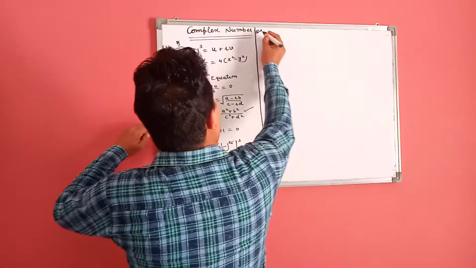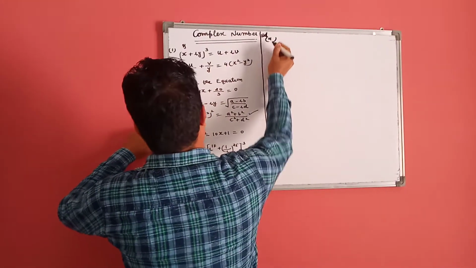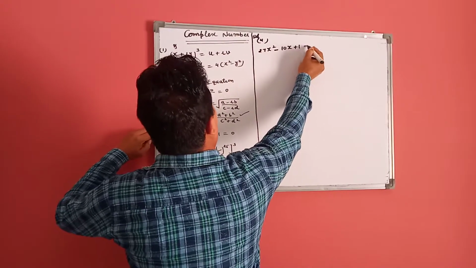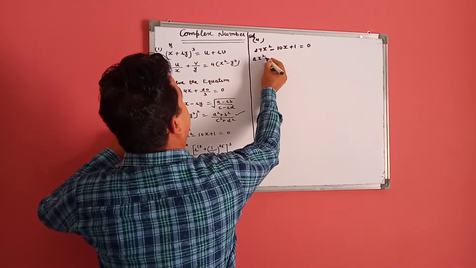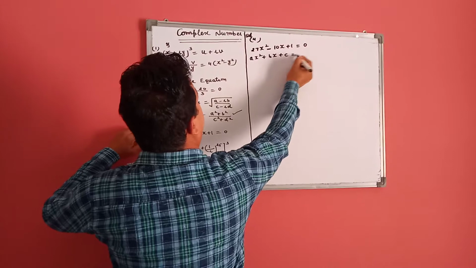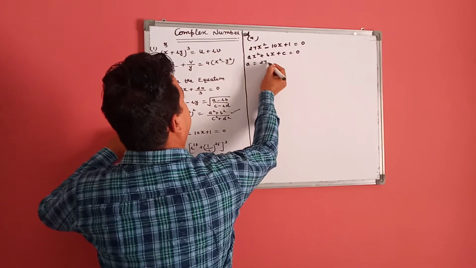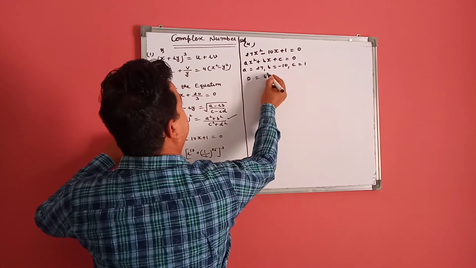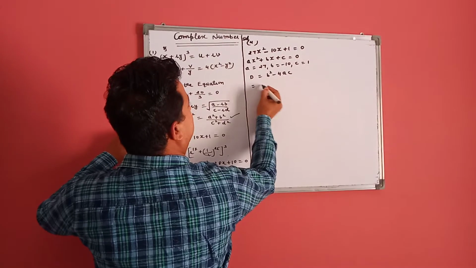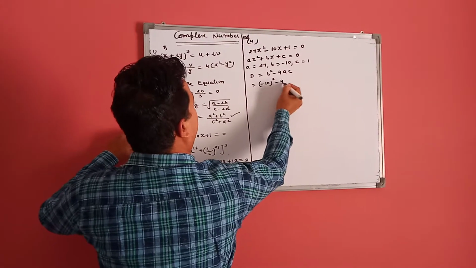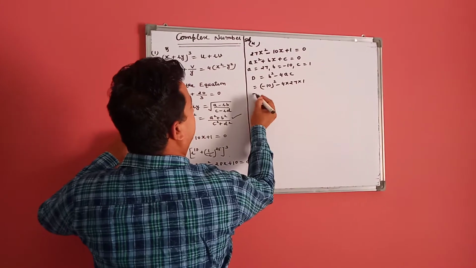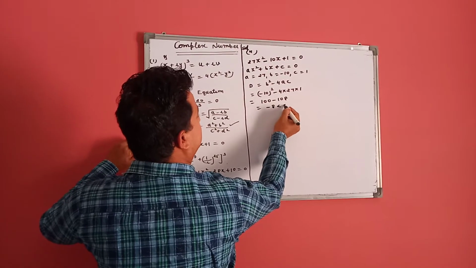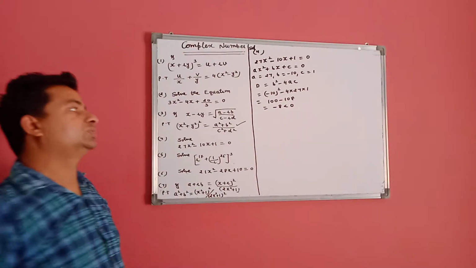The question number 4th. Solution of 4th: the equation is 27x square minus 10x plus 1 equal to 0. Compare this equation with ax square plus bx plus c equal to 0. In this a is 27, b is minus 10, c is 1. The discriminant D is b square minus 4ac. b square is 10 whole square, 4a is 27 and c is 1. This becomes 100 minus 108, which is minus 8, which is less than 0. That is, the roots are imaginary.